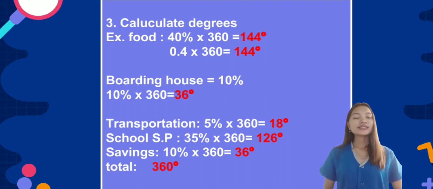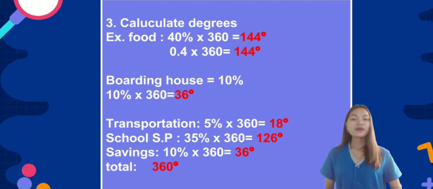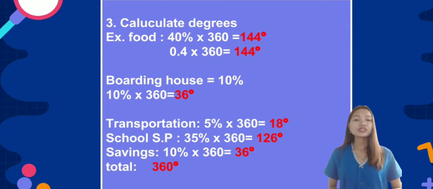Did you understand, class, how to get the degree? For example, class, sabi ko kanina, food. The percentage of food is 40%, right? So 40% times 360 degrees is equal to 144 degrees. Another example is boarding house. The percentage of boarding house is 10%, so 10% times 360 is equal to 36 degrees.